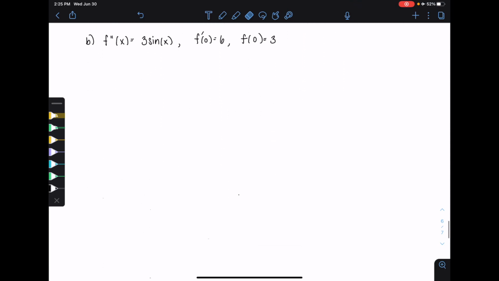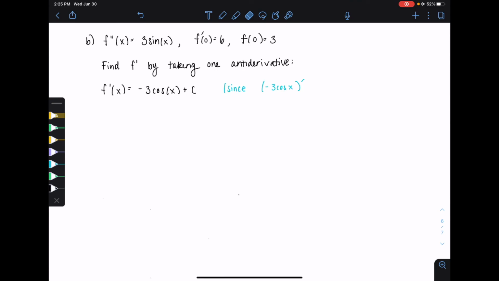Let's try a second one. We're given the second derivative is 3 sine of x, and we know a point the first derivative passes through and a point the function passes through. So before I even get to my original function, if I take one antiderivative, that gives me the first derivative. So I need to find the integral of 3 sine of x, and that would be -3 cosine of x.